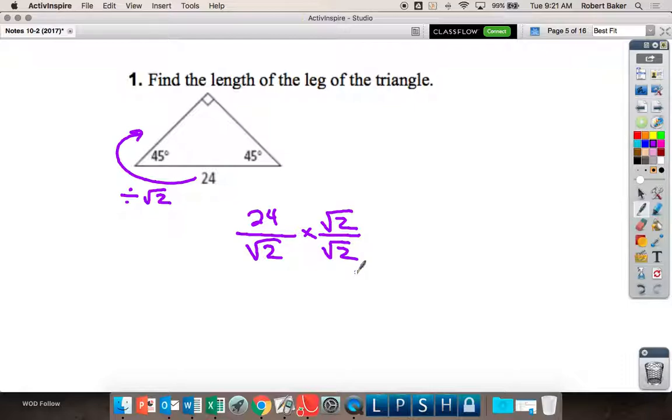Okay? So if you remember the steps, 24 times the square root of 2 is 24 square roots of 2. You just kind of smash the two numbers together. The square root of 2 times the square root of 2 is 2. Okay, the last step, divide the whole numbers. What is 24 divided by 2? 12.